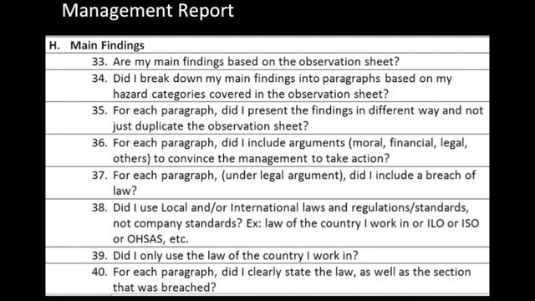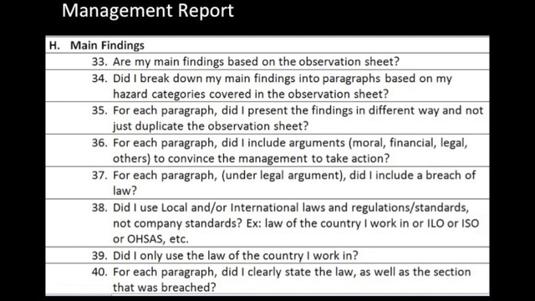For each paragraph, did I clearly state the law as well as the section that was breached? And how was it breached? Because if you only mention the law or the section, it will be a list, you'll not get the mark. You need to tell us the section. What did it say briefly? So we will understand how it was breached.